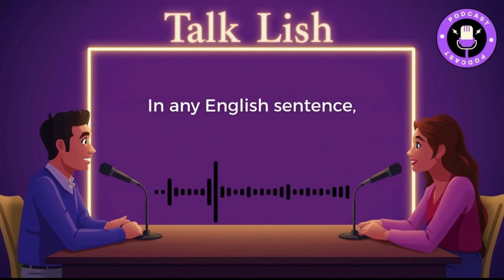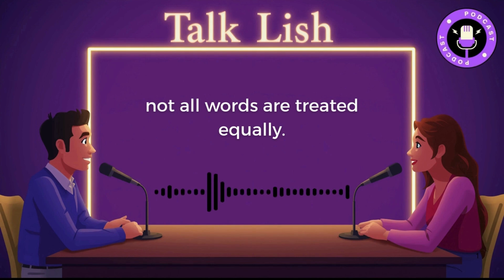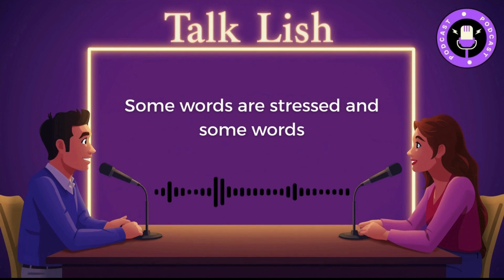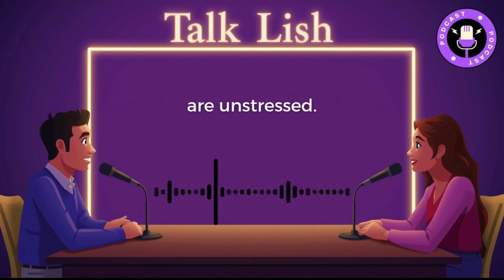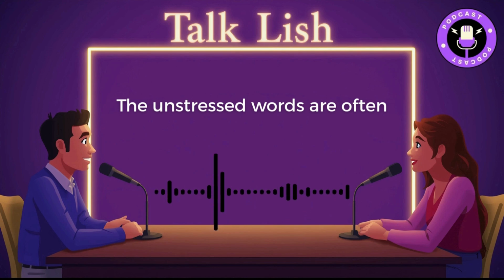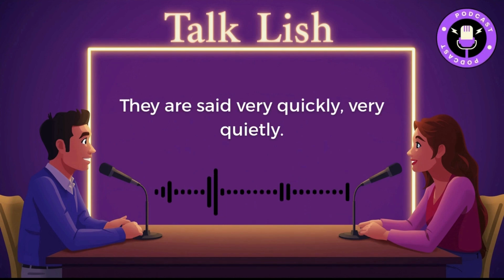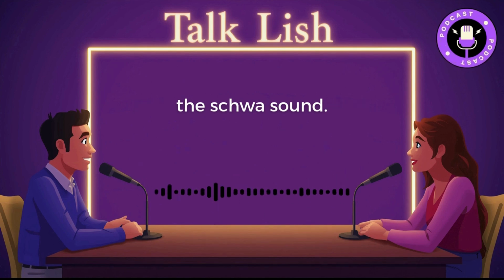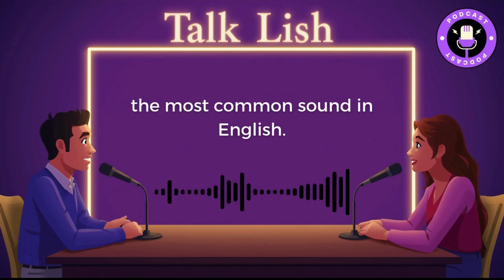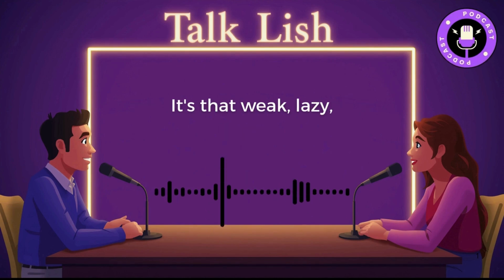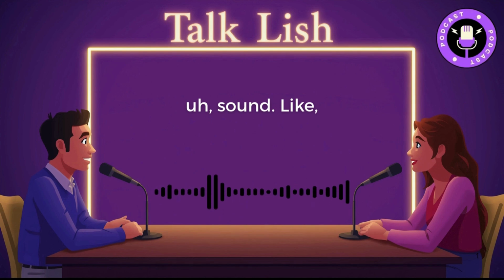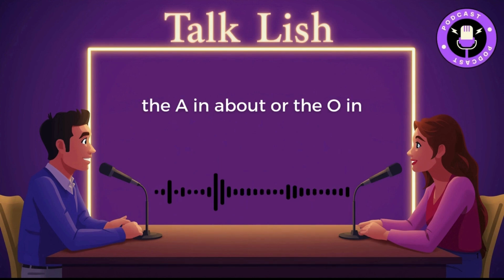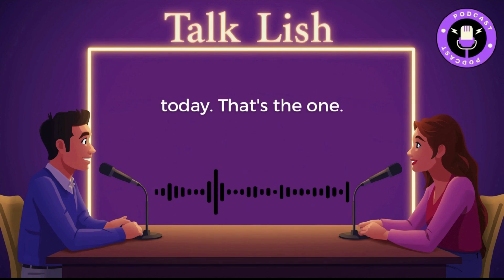In any English sentence, not all words are treated equally. Some words are stressed, and some words are unstressed. The unstressed words are often reduced. They are said very quickly, very quietly, and the vowel sound often changes to the schwa sound. Ah, the schwa, the most common sound in English. It's that weak, lazy sound, like the A in "about" or the O in "today."